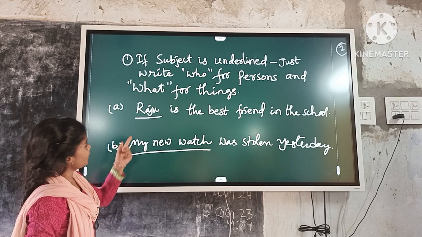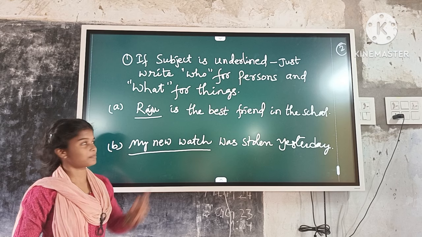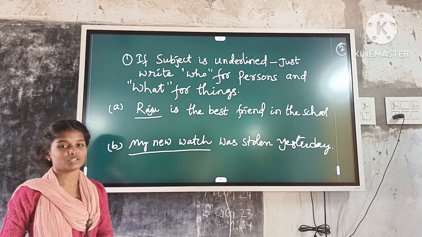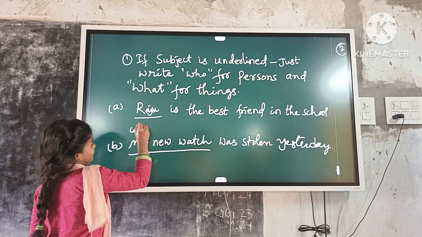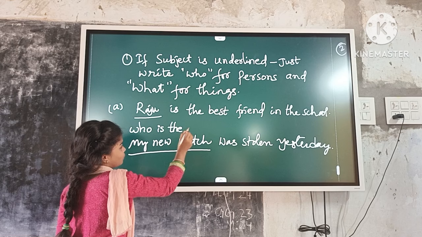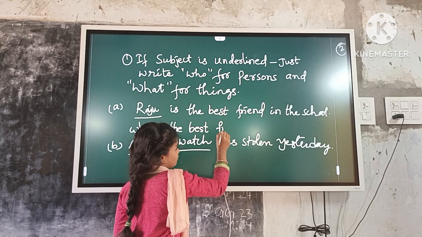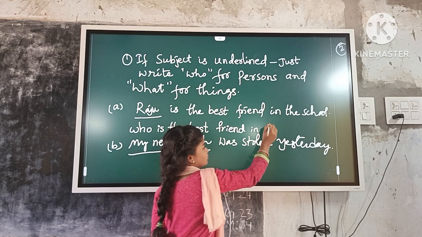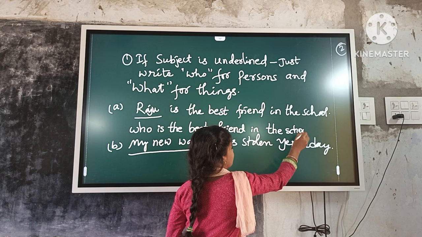First example. Razu is the best friend in the school. Here, the underlined part is the subject. The subject is a person, so the WH word is who. So, the answer is: who is the best friend in the school?